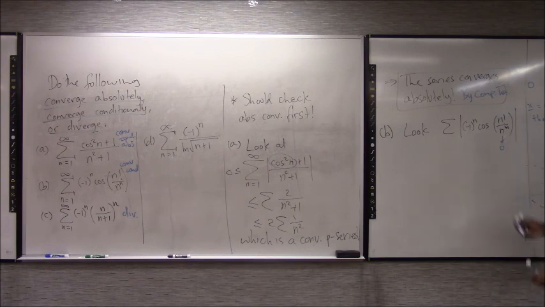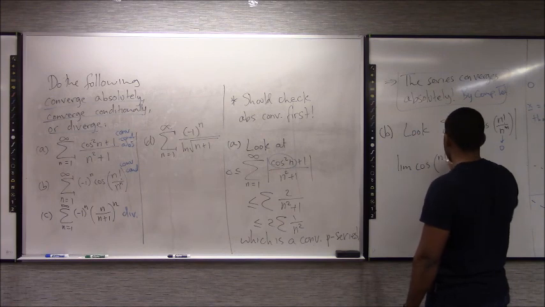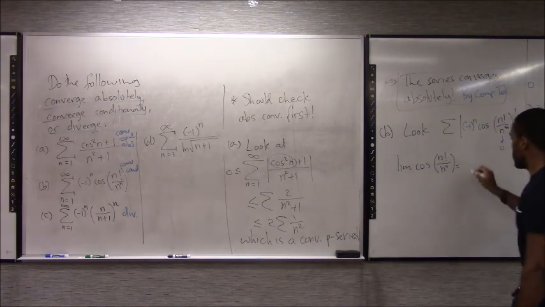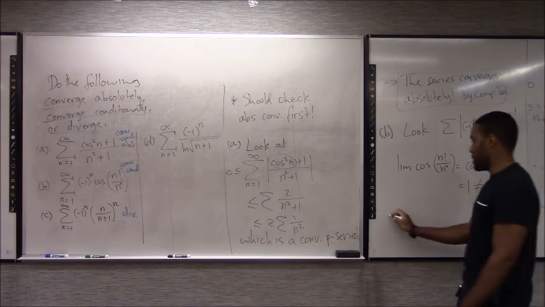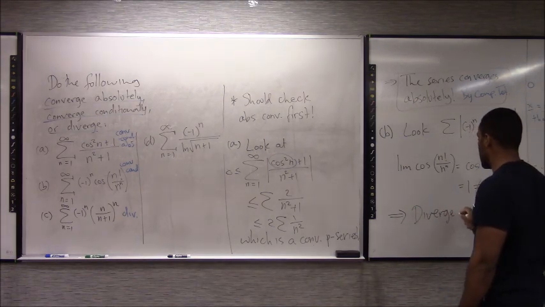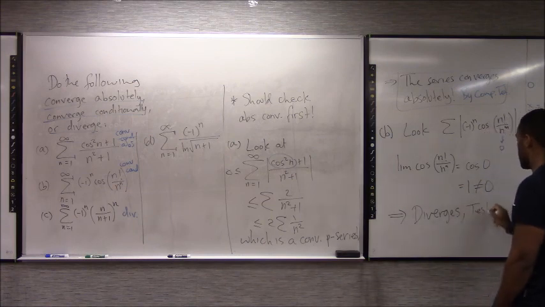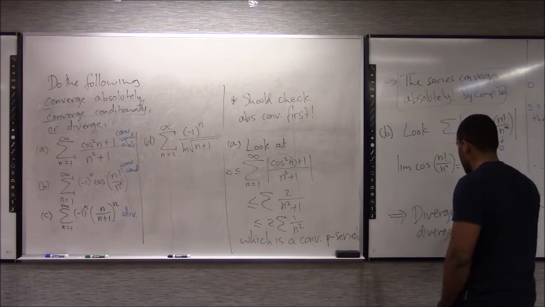What does that mean? That cosine would be going to, actually it would be increasing. It'd be going to 1. The limit of cosine of n factorial over n to the n is actually equal to cosine of 0, which is 1. In particular, that's not 0. What does that mean? Divergence. Test for divergence. The limit doesn't go to 0.